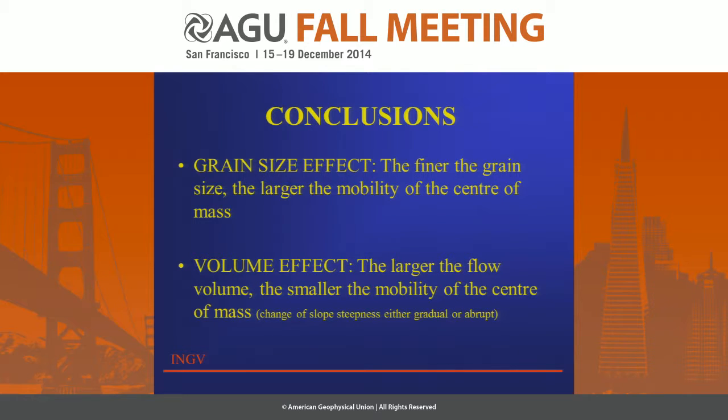The volume effect is due to the fact that the larger the flow volume, the smaller the mobility of the center of mass. And this is due to a sort of geometrical effect which occurs when there is a change of slope steepness, either gradual or abrupt. It is however not less important.